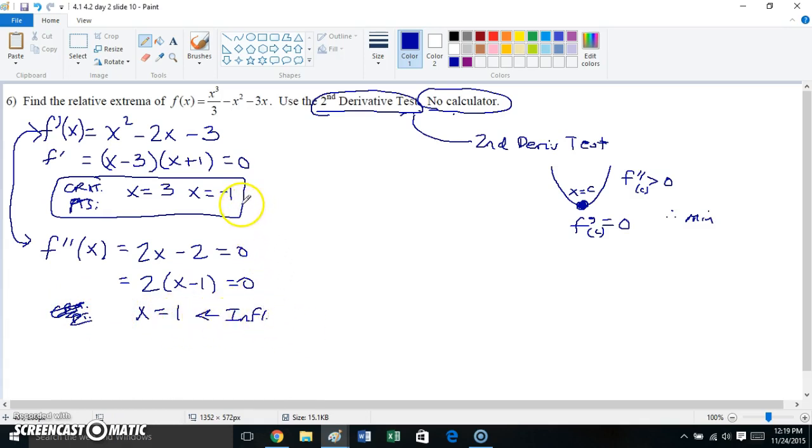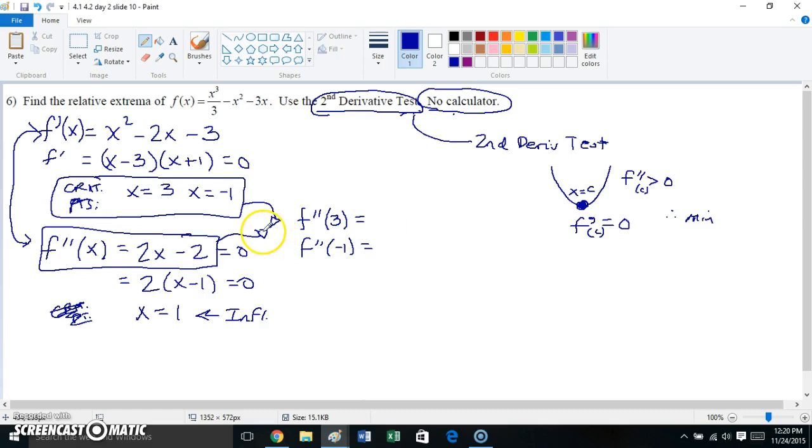What I want to do is use the second derivative and the critical points from the first derivative to decide what kind of extrema is happening at x equals 3 and x equals negative 1. So let's do f double prime of 3 and f double prime of negative 1. Okay, so here we go. F double prime of 3 would be 6 minus 2 or 4. That's greater than 0.